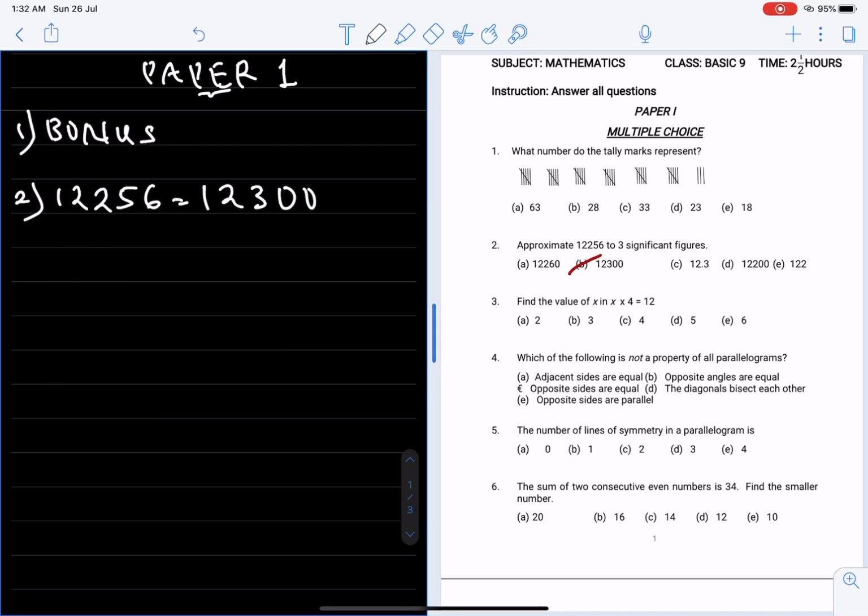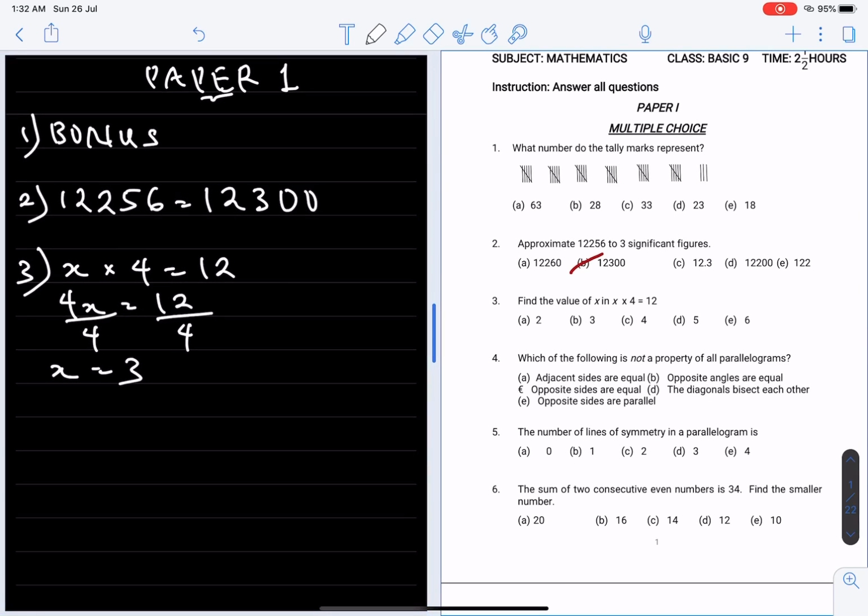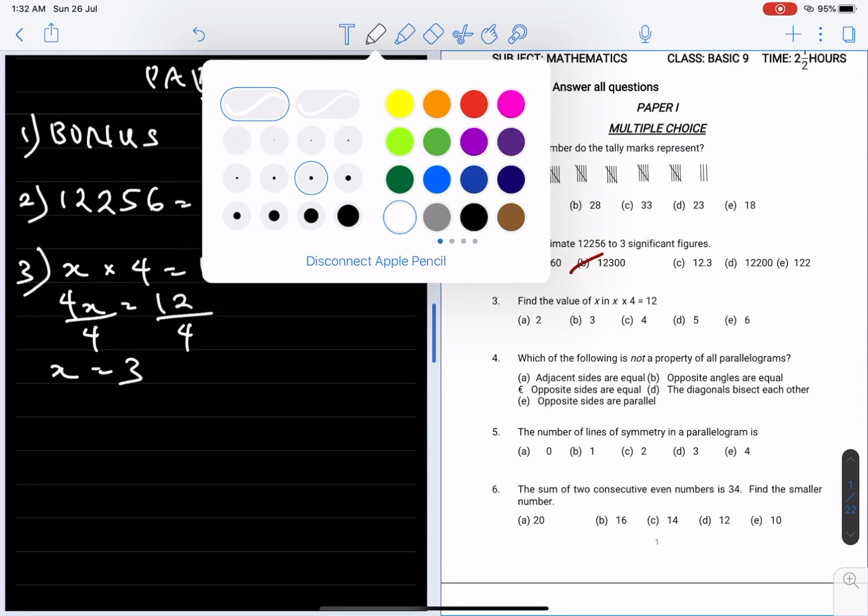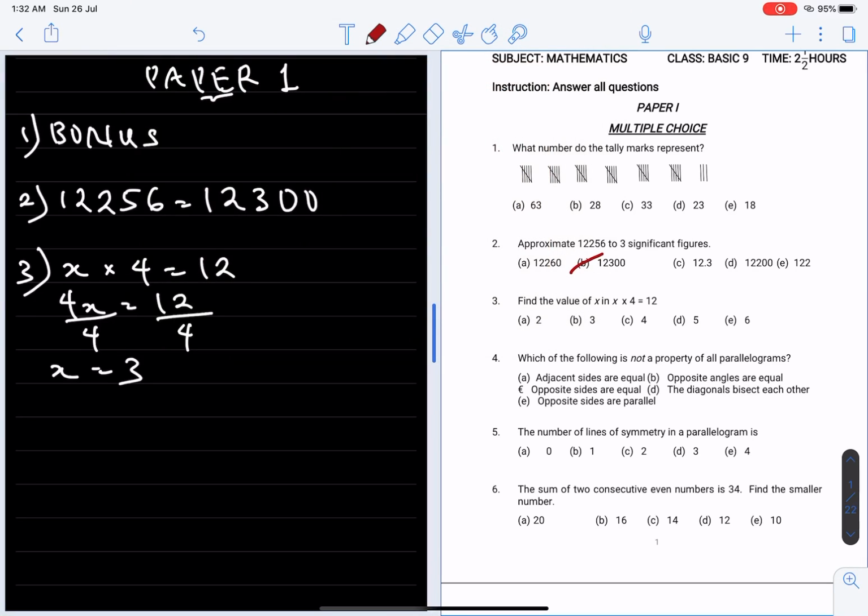Now to question 3. That says find the value of x in x times 4 equals 12. This simply means 4x equals 12. We divide both sides by 4 to get x. And that means x equals 3. The correct option to that is B. That's B. Now to the next.